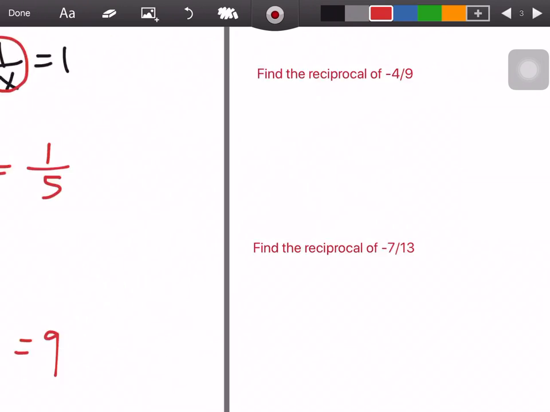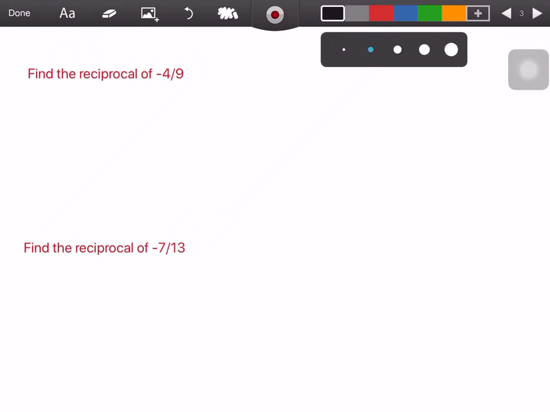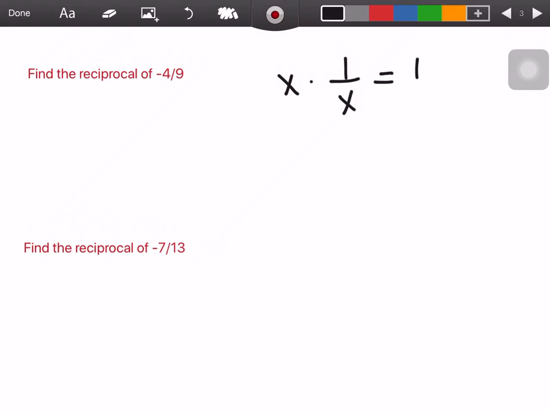Okay, let's move on. Find the reciprocal of negative 4 over 9. I'm going to write out the formula again: x times 1 over x is equal to 1. We're going to plug in negative 4 over 9 into x. So negative 4 over 9 times 1 over negative 4 over 9, which will be equal to 1.